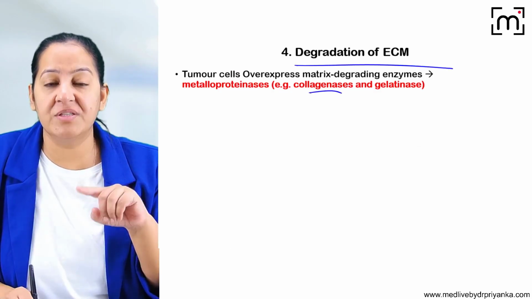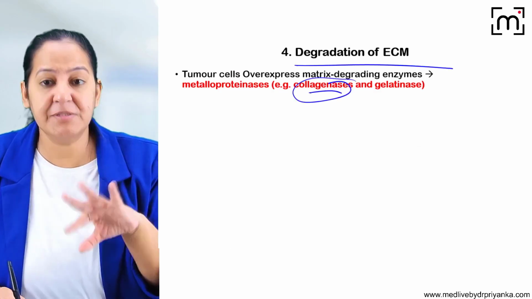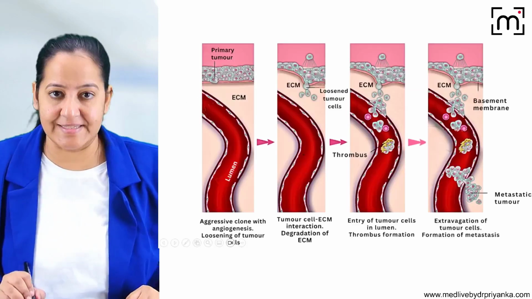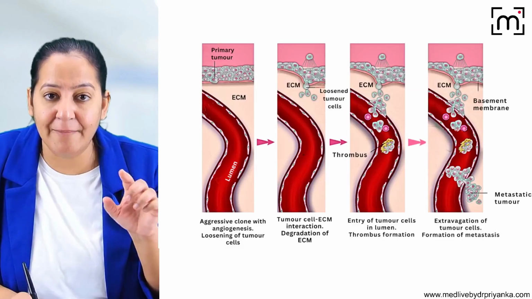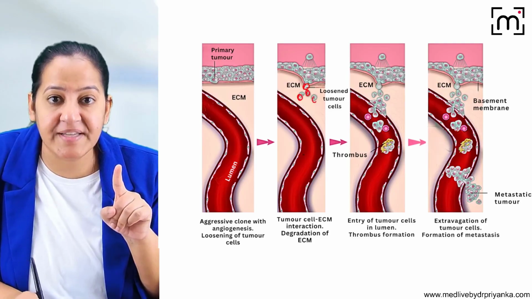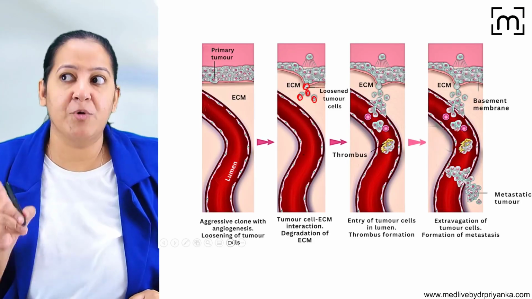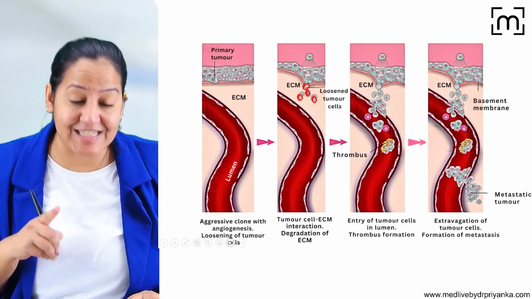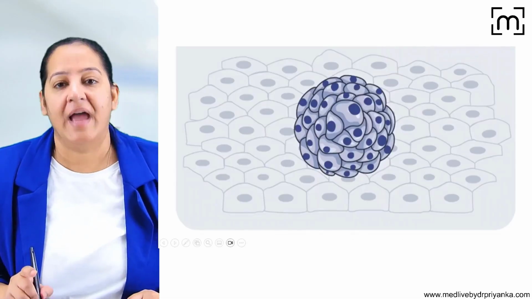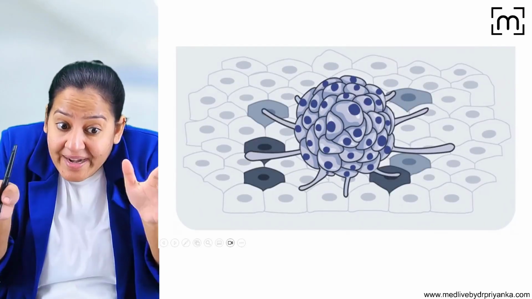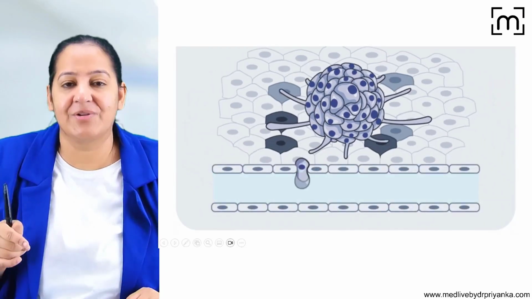ECM is made up of collagen, so it has collagenase. ECM is made up of gelatin, so it has gelatinase. So basically it has metalloproteinase enzymes. That metalloproteinase enzyme helps to degrade the ECM and penetrate inside it. You see the tumor cells penetrating the ECM with the help of enzymes like collagenase, gelatinase, metalloproteinase. And after that, you can see it is degrading the ECM and entering. Have you seen? It is degrading.